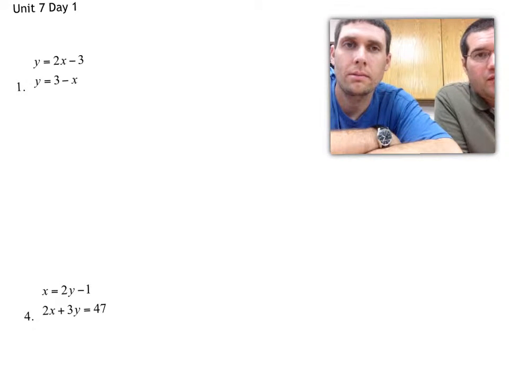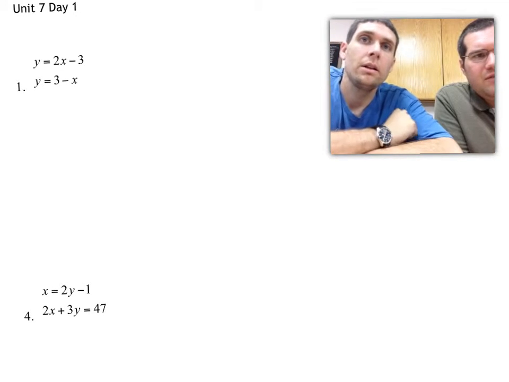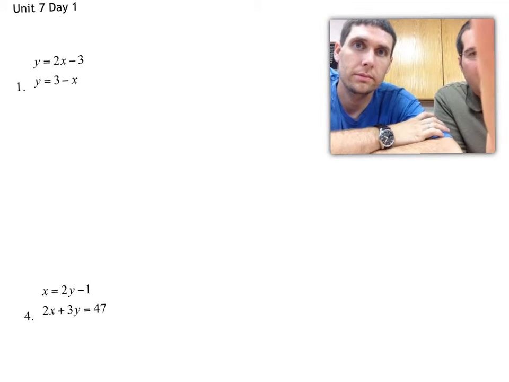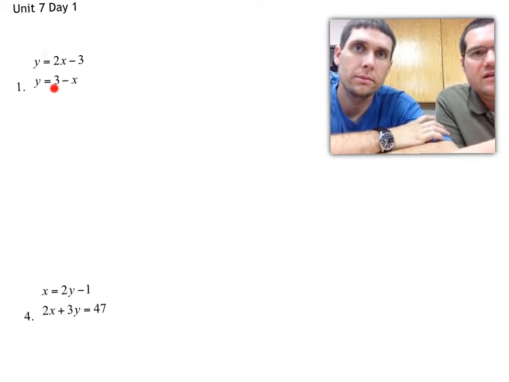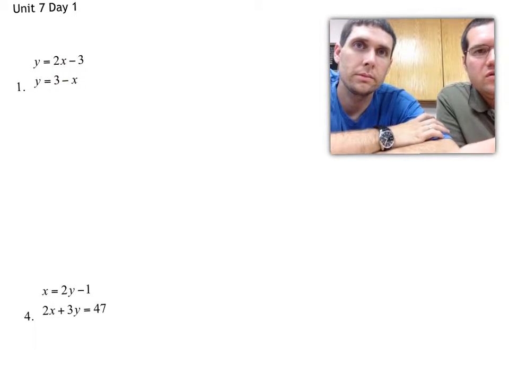Right now we're working with systems of equations. So what we want to do is find out the values for both variables, y and x. As you can look at practice problem number 1, we have y equaling two different expressions. We have y equals 2x minus 3 and y equals 3 minus x.